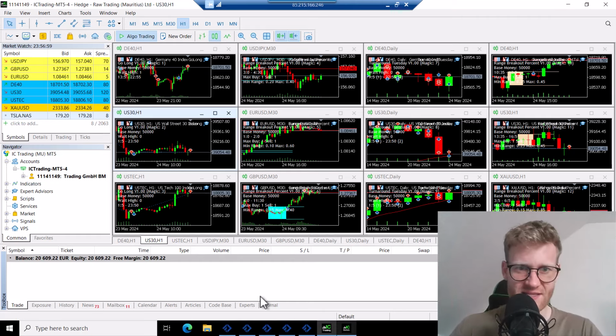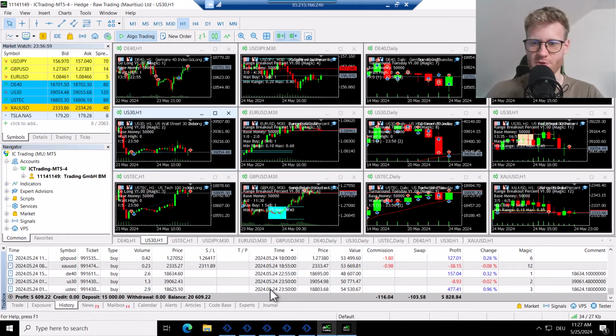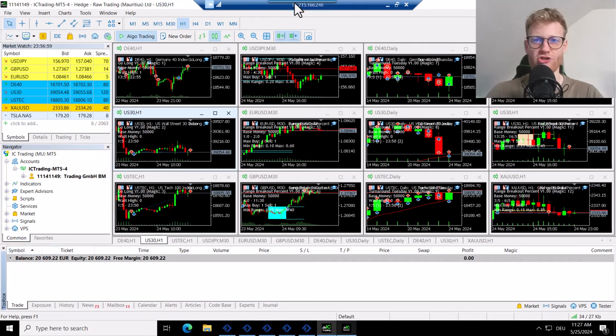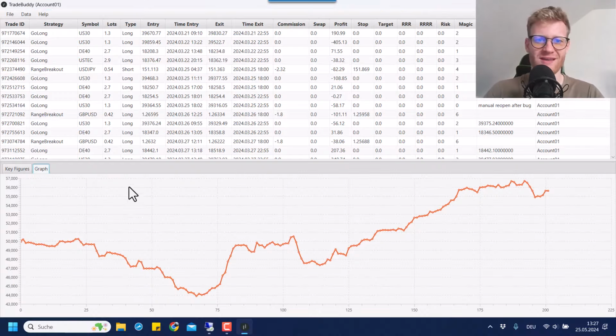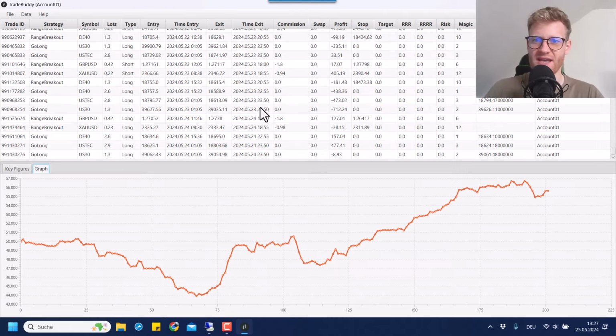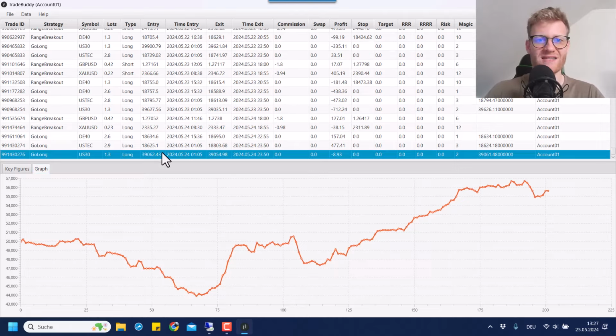So this is on my server. And here, of course, I cannot really make a good analysis because the trades in the history look like this and it's not really telling me a lot. So what I did is I exported the trades here already and imported them into my Trade Buddy trading journal. And this is what we can see here. You can see I just uploaded the last few trades here. So you can see all of the trades until last Friday, the 24th of May are here.